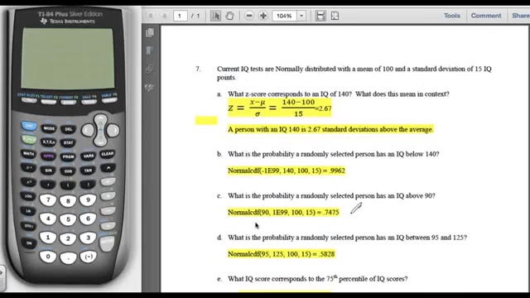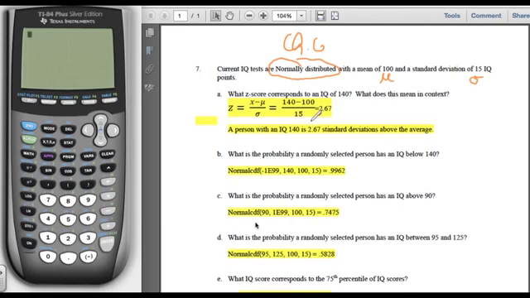So jumping right in, this last page deals with what you need to know from Chapter 6. And all of these questions are based off this scenario. It says current IQ tests are normally distributed, and that's a key indicator that this is from Chapter 6, when we're dealing with that normal distribution. The mean is 100, and the standard deviation is 15 IQ points.